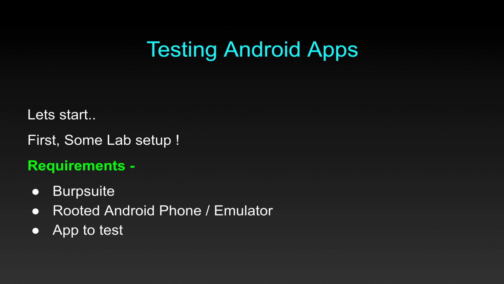Second is a rooted Android phone. Users who do not have a rooted Android phone can use an emulator as well. In the next slides, I'm going to show you how you can install your own emulator. So what is an emulator? It is basically a kind of virtual machine which runs your Android operating system, in a similar way to how you run operating systems like Kali Linux or Parrot OS in your VirtualBox. Similarly, we are going to run our Android operating system in a virtual machine, and we call it an emulator.